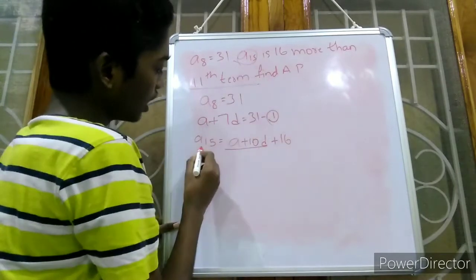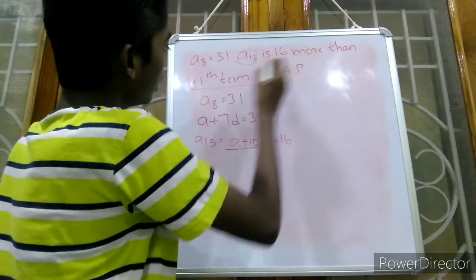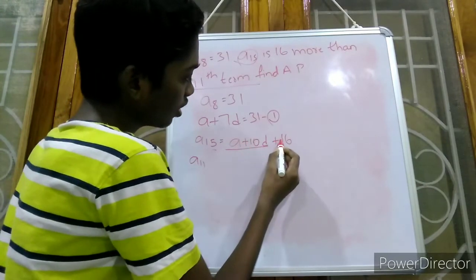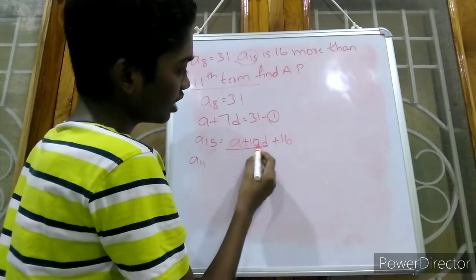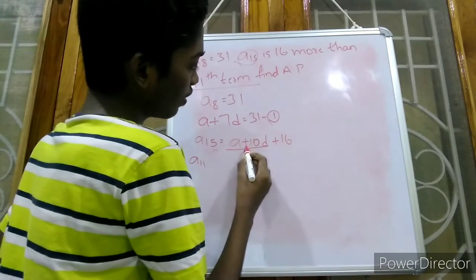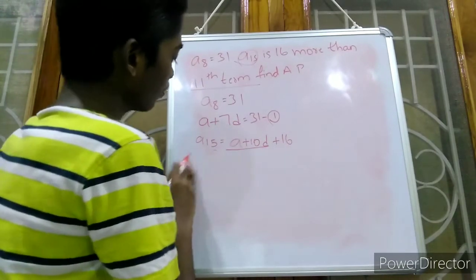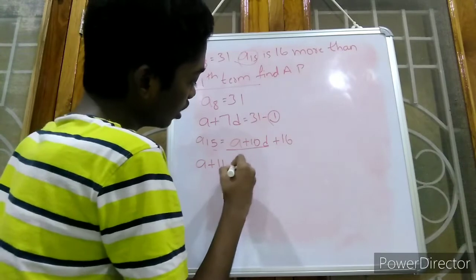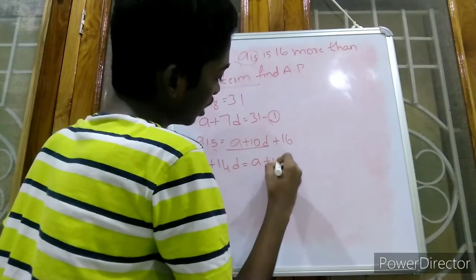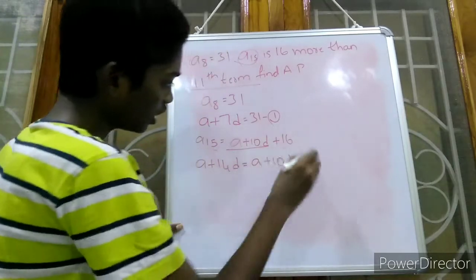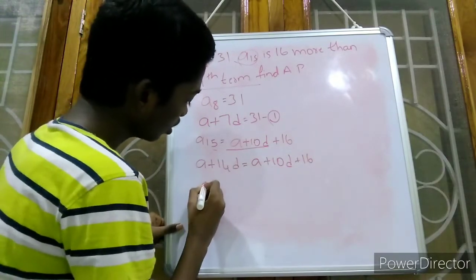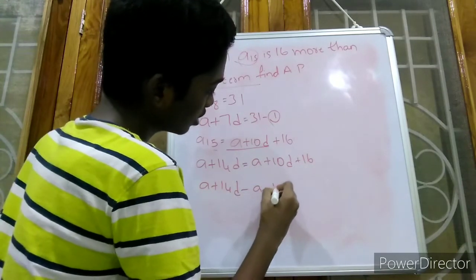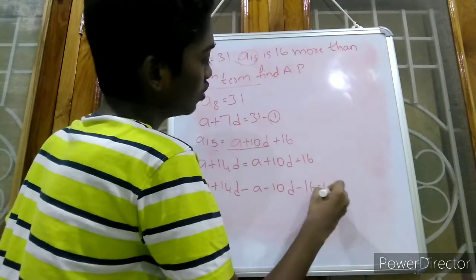A15 is 16 more than the 11th term. This is the 11th term and this is the 16. The 11th term can be written as A plus 10D. It is 16 more than the 11th term, so we write plus 16. So if you observe, A15 can be written as A plus 14D is equal to A plus 10D plus 16. Now we need to transpose all these values to the left hand side. Now we can write A plus 14D minus A minus 10D minus 16 is equal to 0.